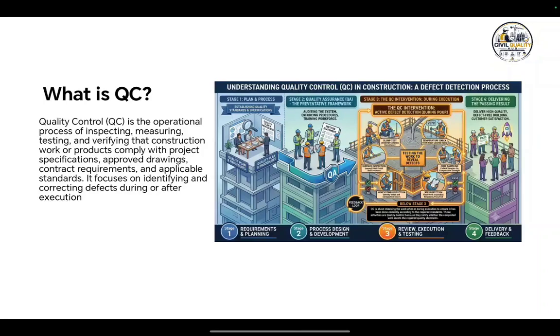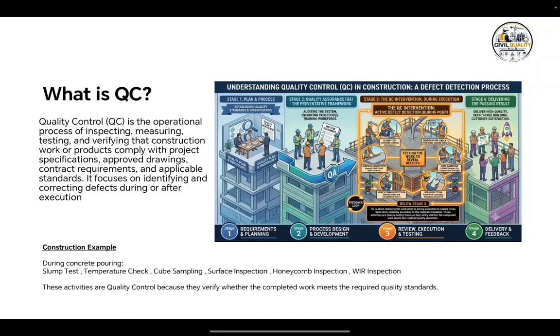So let us start with a few examples. During concrete pouring, what we perform are slump test, temperature check, cube sampling, surface inspection, and honeycombing inspection after completion, and WIR inspection. These activities verify whether the completed work meets the required standards or not. This is what we call quality control. I hope you all got this point of QC and understood the major difference between QA and QC.